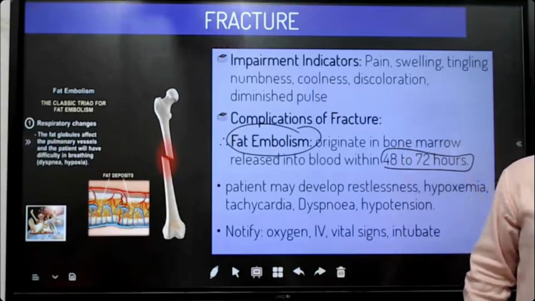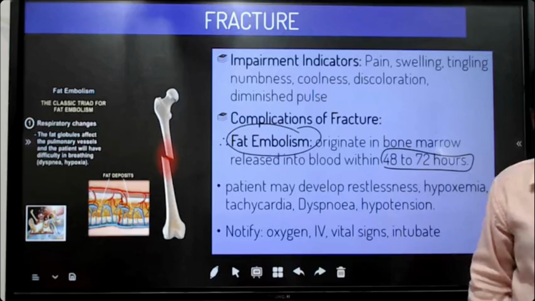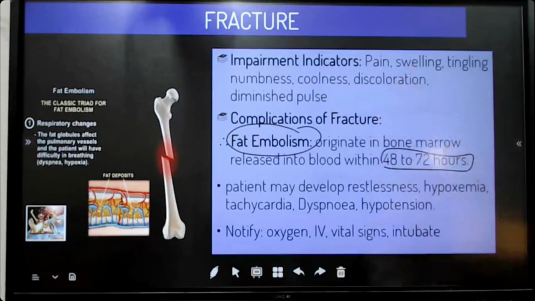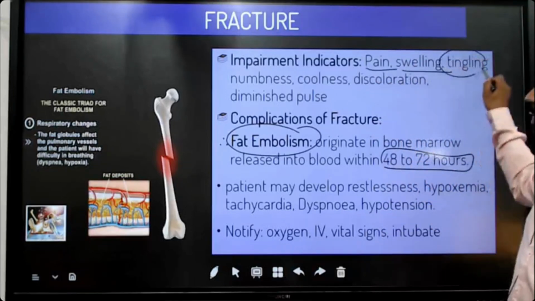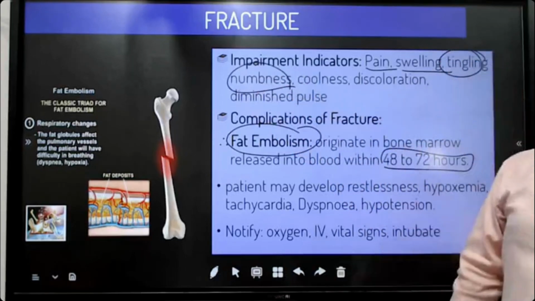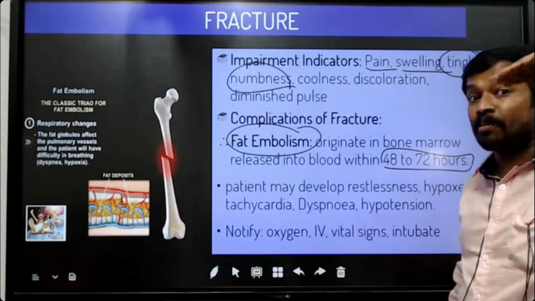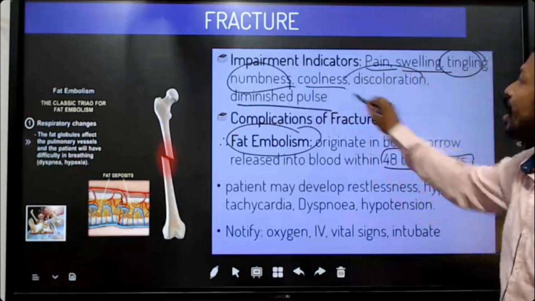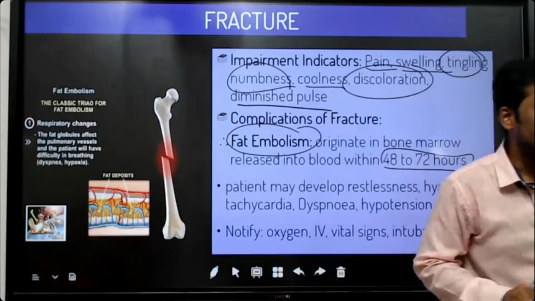After 2 to 3 days, there is a risk for fat embolism. So what are the signs and symptoms? There will be pain, swelling, tingling and numbness. And more importantly, what is the priority sign? Coolness, diminished pulse and discoloration. These are the important signs.